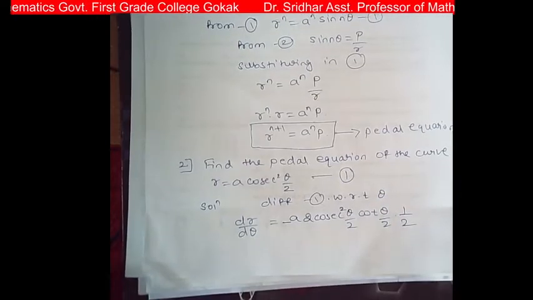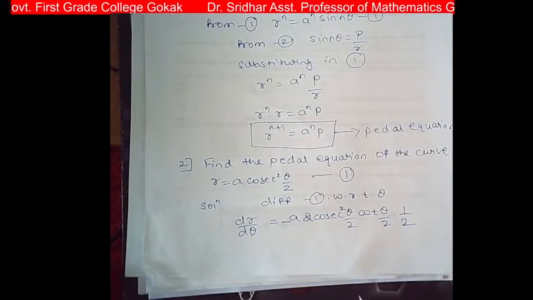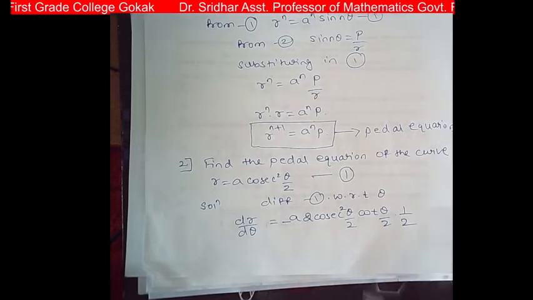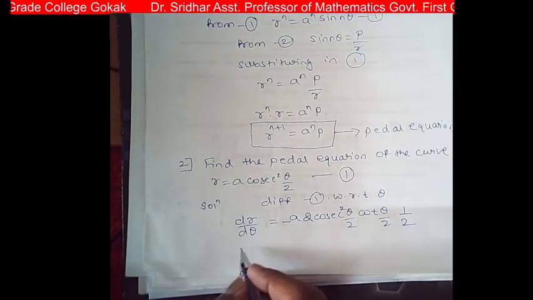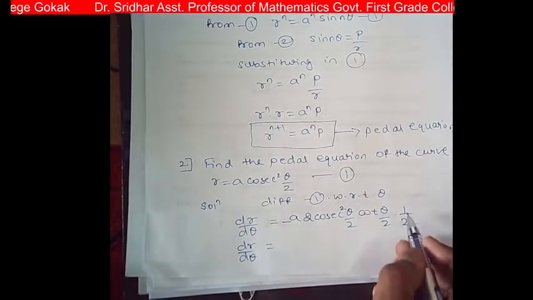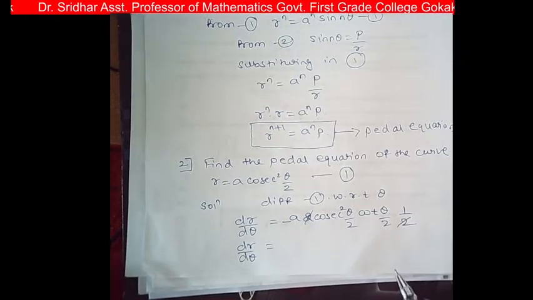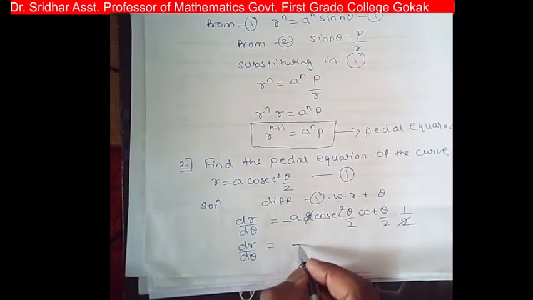Now after getting this dr by d theta, simplify this, which gives dr by d theta is equal to, so 1 by 2, this 2 and 2 get cancelled. Next it becomes minus a.